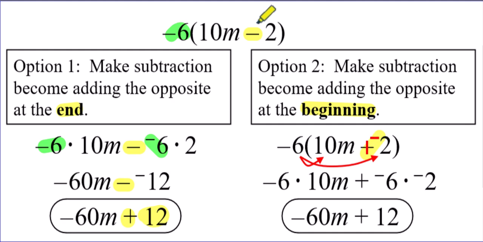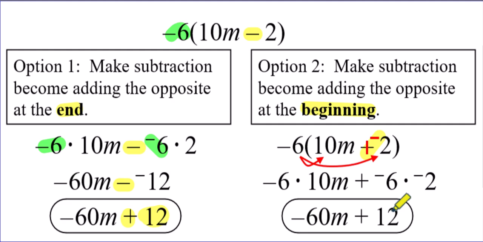So as soon as you see minus 2, you can go boom, boom, adding the opposite, slash, slash, adding the opposite, and then you can go ahead and distribute the negative 6 to both parts. So negative 6 times 10m, negative 60m. Negative 6 times negative 2, positive 12.